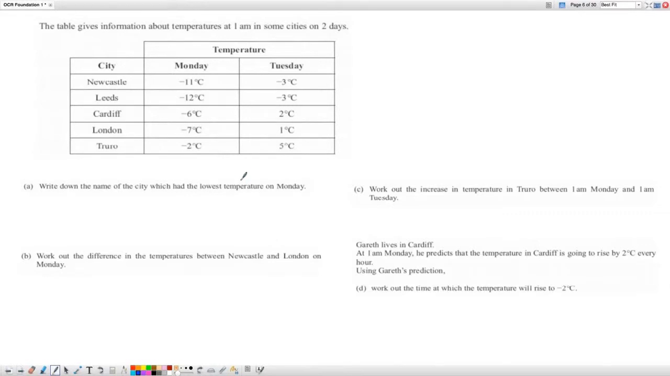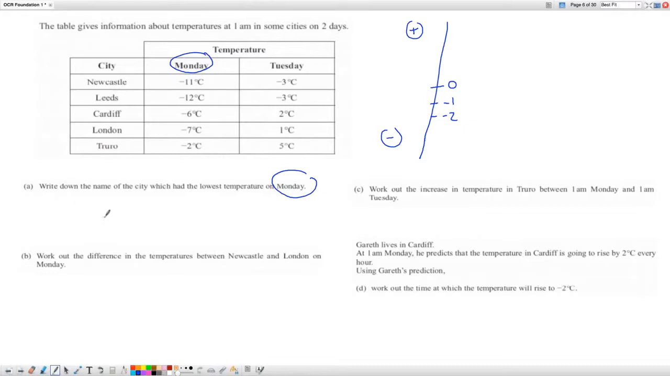Write down the name of the city which had the lowest temperature on Monday. So we're looking for Monday, so we're in this column here. All the way down here, we're looking for the lowest. So if this is our thermometer, that's 0. And down this way we've got negative, and up here positive, -1, -2, etc. The lowest value is going to be the most negative. And in that case we have -11.